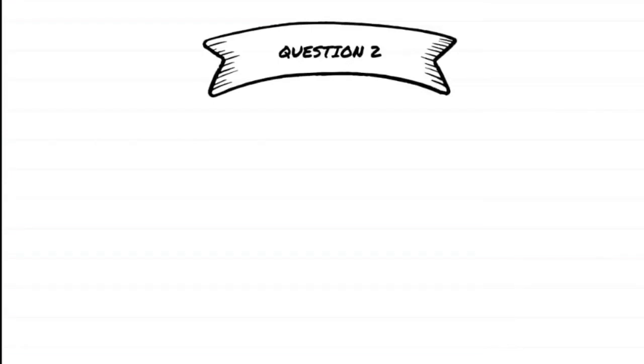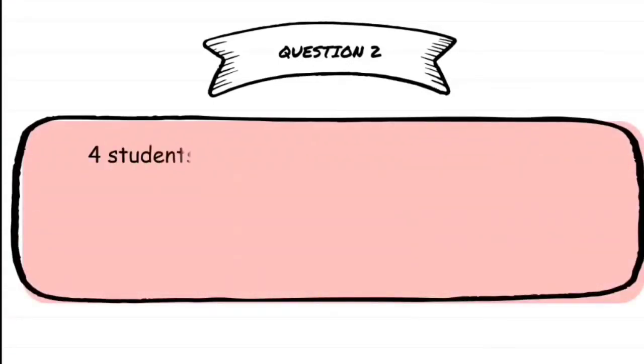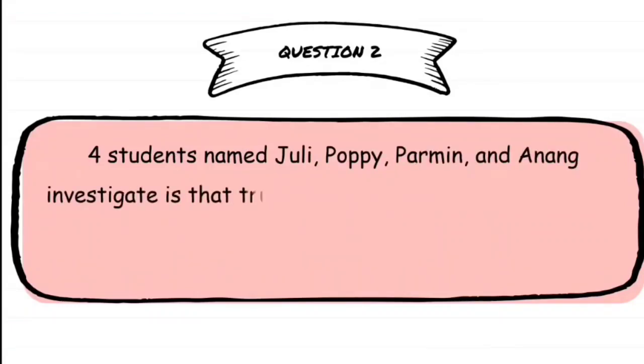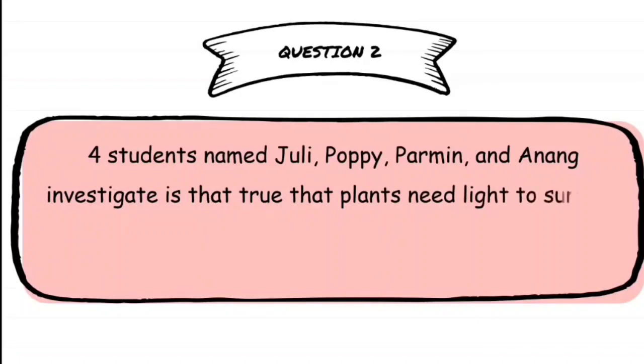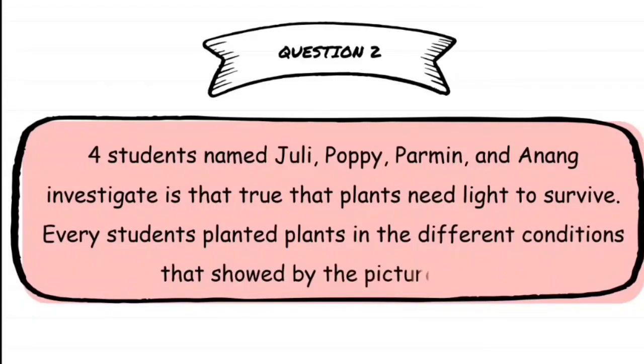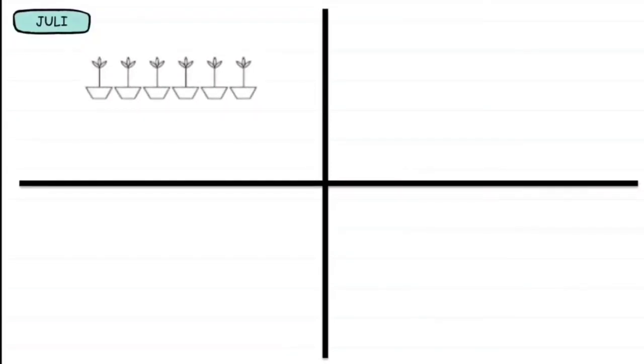This is the question 2. 4 students named Julie, Poppy, Parmin, and Anang investigate, is it true that plants need light to survive? Every student planted plants in the different conditions that are shown by the picture below. Start from Julie. There are 6 plants. All of the plants are put in the dark place along the day. That is the experiment of Julie.